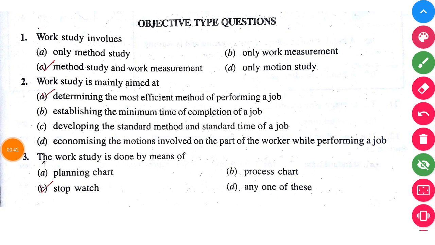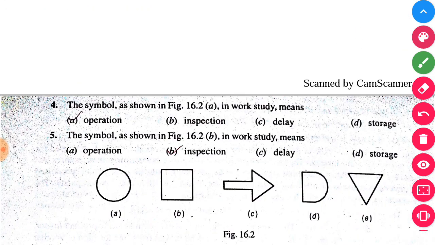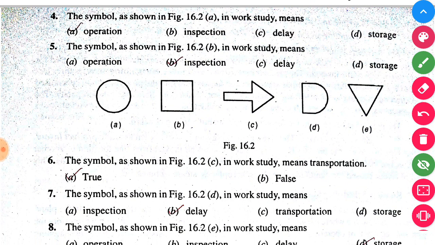First question: work study involves method study and work measurement. The work study is mainly aimed at determining the most efficient method for performing a job. The work study is done by means of a stopwatch. The symbols are shown in the figure. Instead of reading the MCQ, we will directly discuss the symbols.